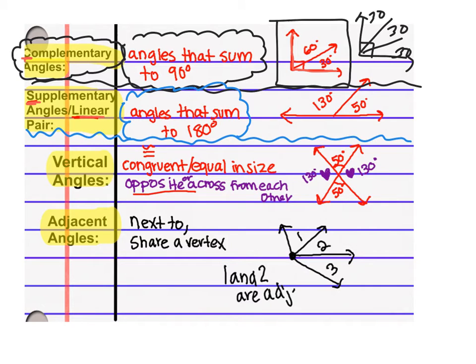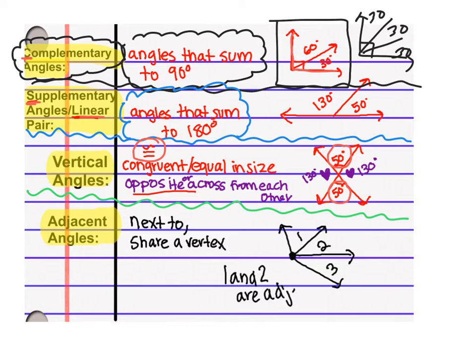All right, our next vocabulary word is vertical angles, and they are congruent or equal in size. This is the congruent symbol, an equal sign with a squiggle. So they're congruent or equal, and they are opposite or across from each other. In this diagram, the red angles, 50 and 50, are vertical angles. They are opposite, and they are the same size.